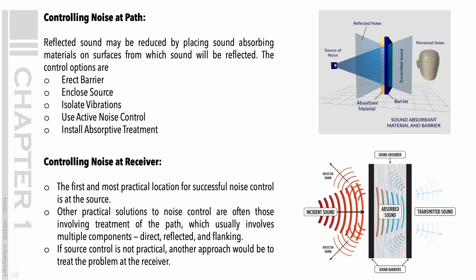Controlling noise at receiver. The first and most practical location for successful noise control is at the source. Other practical solutions to noise control are often those involving treatment of the path, which usually involves multiple components: direct, reflected, and flanking. If source control is not practical, another approach would be to treat the problem at the receiver.